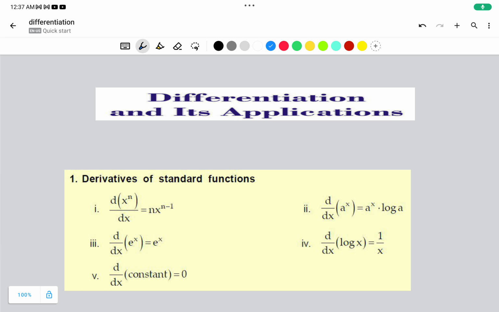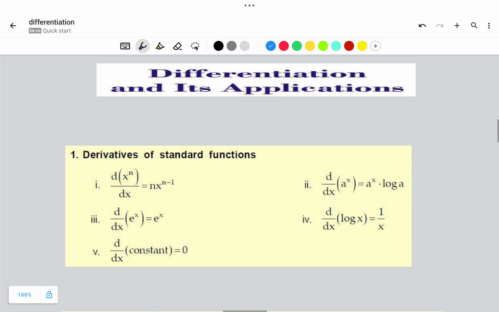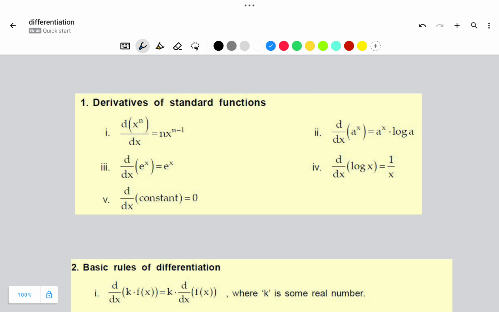So let's start with differentiation and its application. Here are some of the standard derivative functions which we are recalling, like the derivative of x to the power n, which is n x to the power n minus 1. Similarly, for exponential it would be the same, and for a constant it would be 0. The derivative of a to the power x is a to the power x log a, and the derivative of log x would be 1 by x.